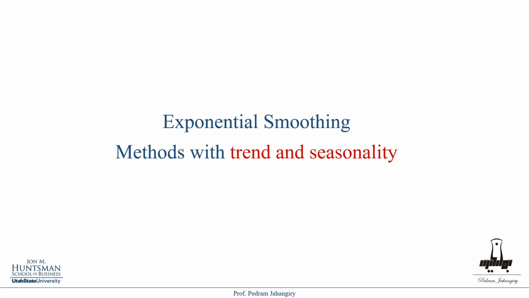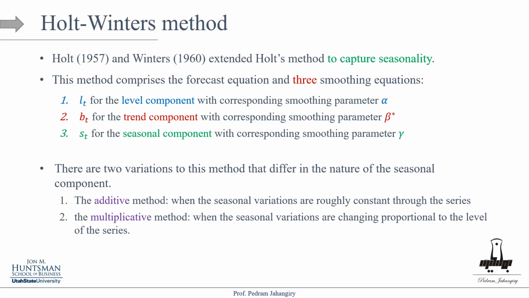All right, now let's explore the last family of exponential smoothing methods. This is the one with trend and seasonality. The method is called Holt-Winters, and Holt and Winters extended the Holt linear method to capture seasonality, right? If you follow me from the very first slide, the high-level picture, the rest of the slides should be pretty straightforward. Now we are adding the third component, that is seasonality. This method comprises the forecast equation and three smoothing equations, right?